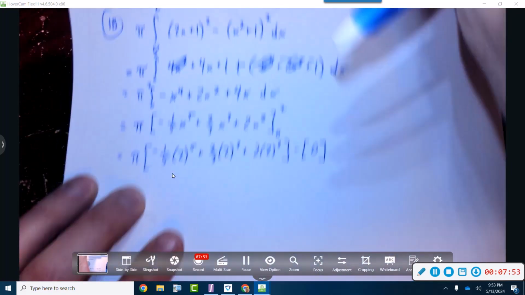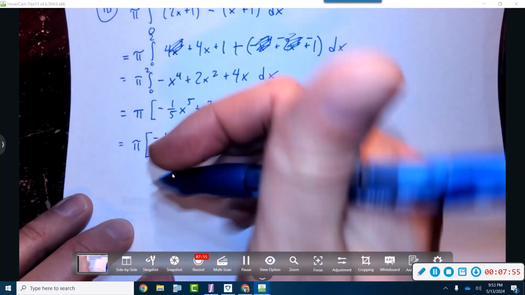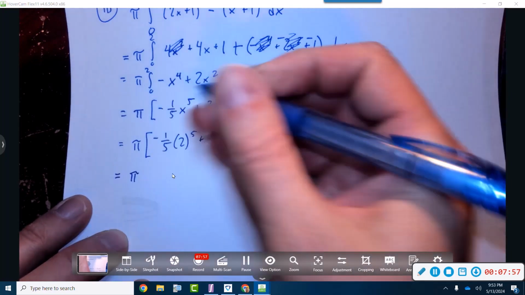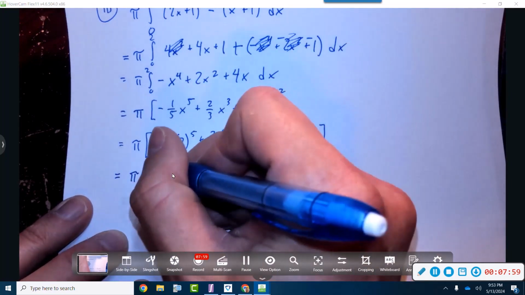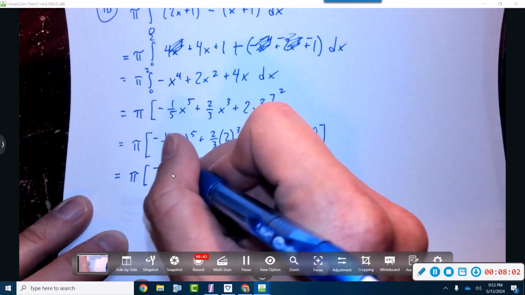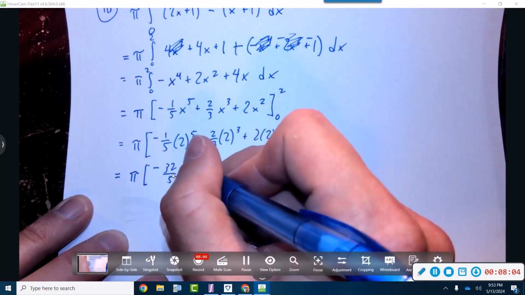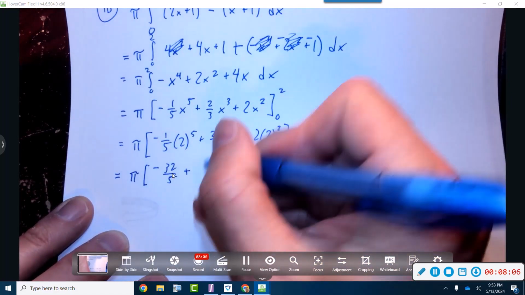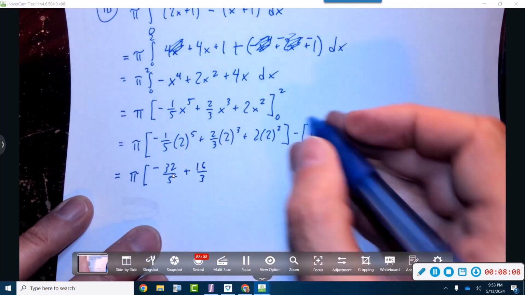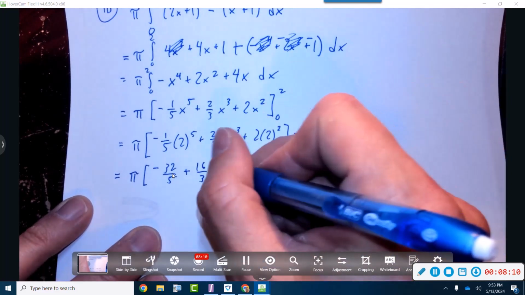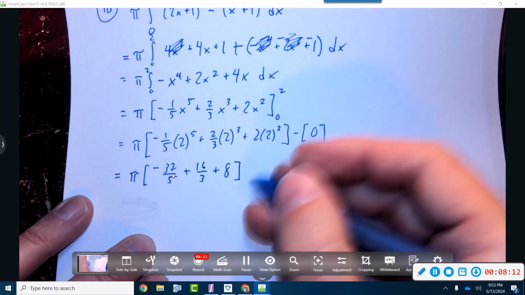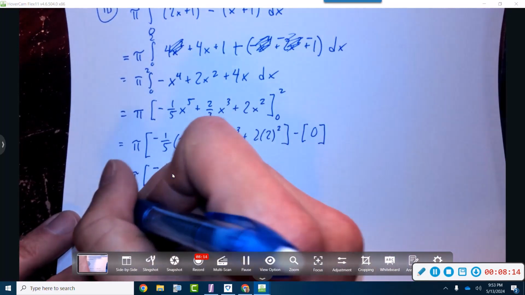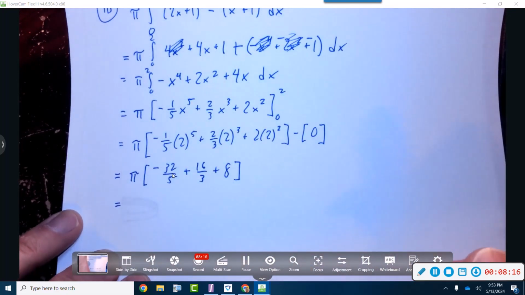And let me scoot this up. Okay, so we're going to be careful here. We're going to get those fractions very carefully here. Negative, it's going to be 32 over 5 plus 8. That's going to be a 16 over 3, and that's going to be 4 times 2 is going to be 8. And that obviously would be 0, so we're going to set this over 15.